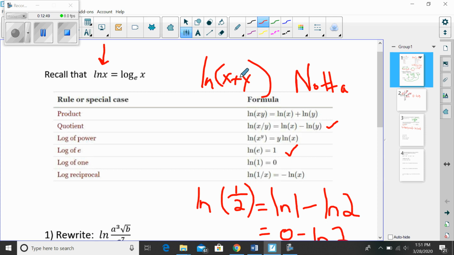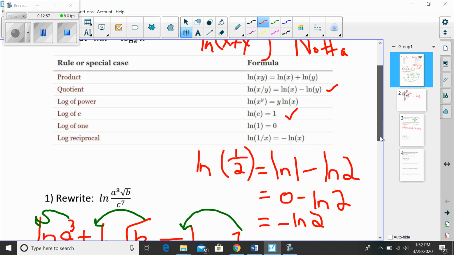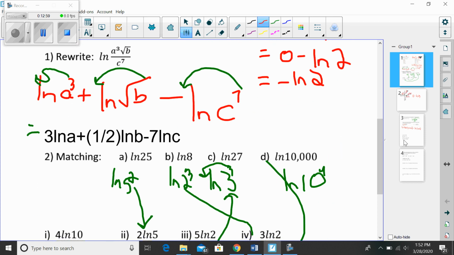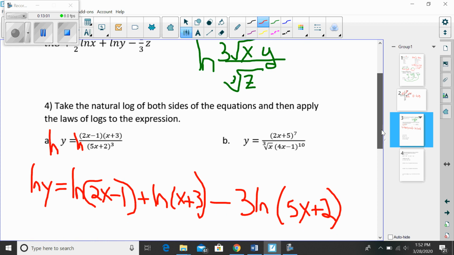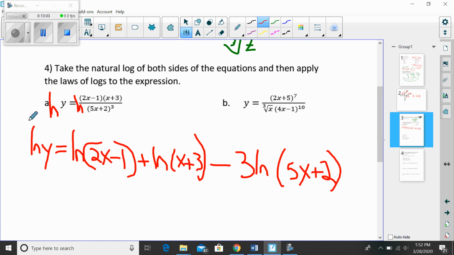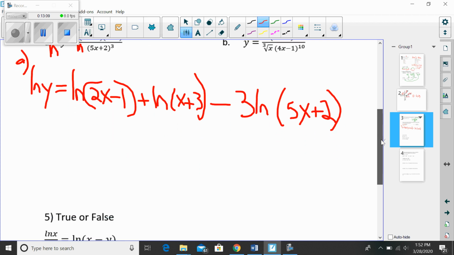All right, nothing we can do with this. If we get the log of a sum, we just have to leave it, okay? There's no simplification for it. So anyway, please pause the video and try letter B. If you can do the problem in letter B, you've got it. You've got mastery of this. Okay, so pause the video and give it a try.